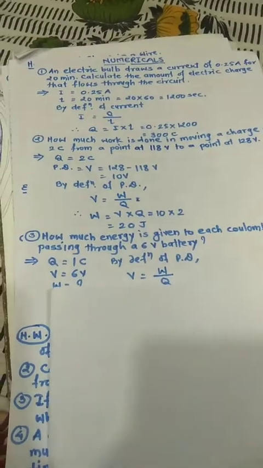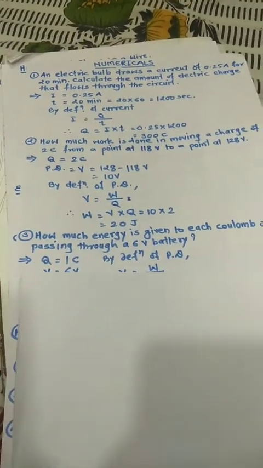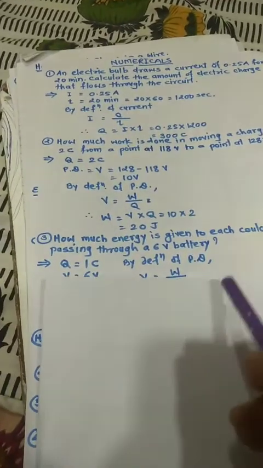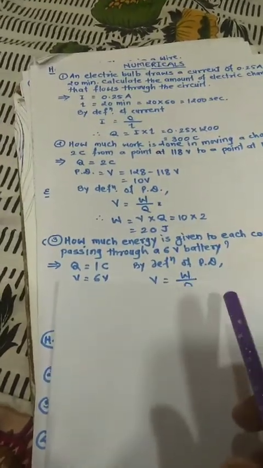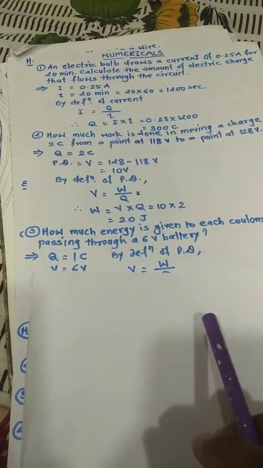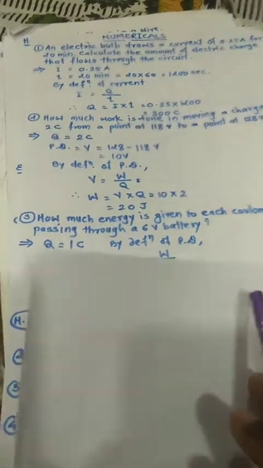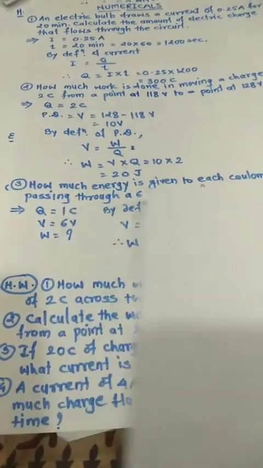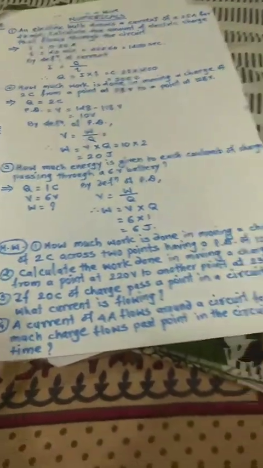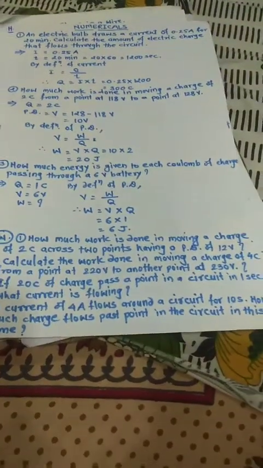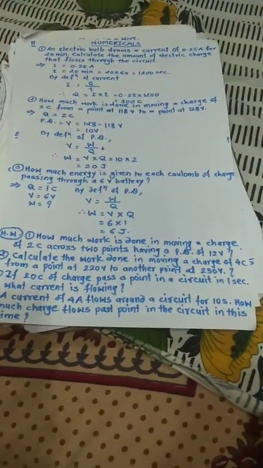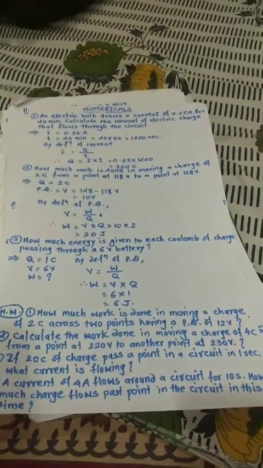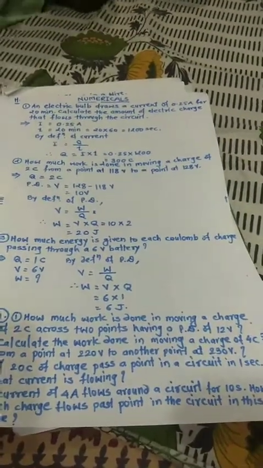In these three examples, we studied how to find the potential difference and current. I hope you understand how to solve the numericals. For practice, 4 examples are given. You have to solve those 4 examples and show me. If you have any doubt, ask me and I will clear your doubts.